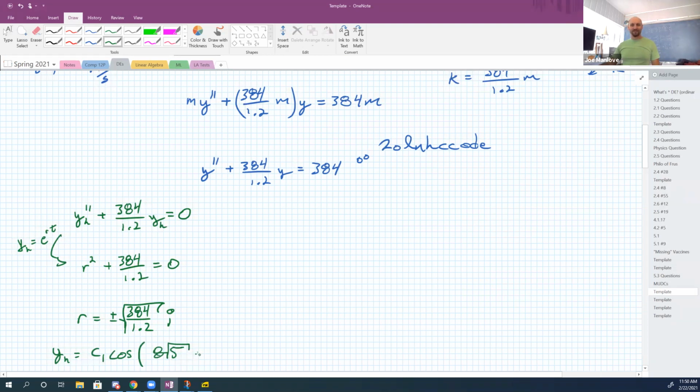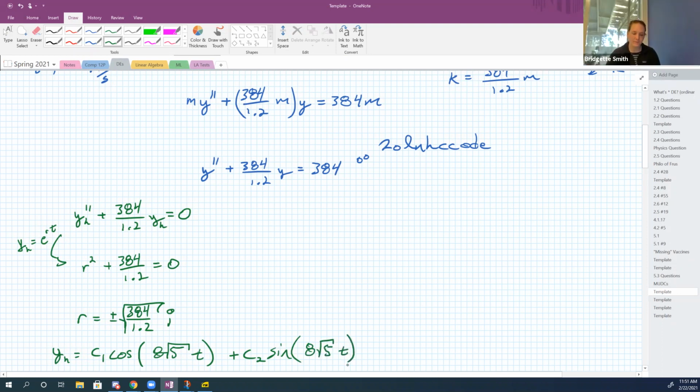Times x, or y, or no. Not y, importantly. It doesn't matter: a variable of your choice, something other than y. Plus c2 sine of the same. Pretty good with that? Okay. So that was the homogeneous part.